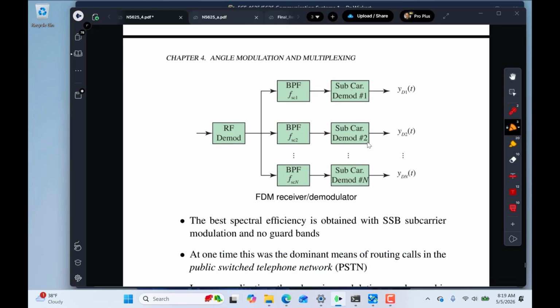So the telephone company recognized this early on, where they were going to do single sideband subcarriers, and that way they could pack as many subcarriers together as possible. Because remember, if I ask this question on the final, what's an advantage of single sideband over double sideband in terms of spectral efficiency? Half the bandwidth, right? So that's what they did ages ago.